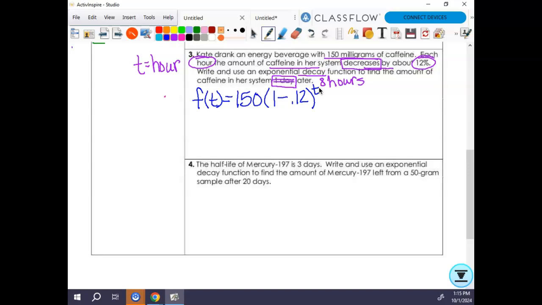All right, so then I do f of 8, and that's equal to 150. Now, again, if you're using the calculator, you can leave it as 1 minus 0.12, but if it's a multiple choice question and they have the equation there, you would need to know that it's 0.88, but it doesn't really matter, and you can use it to the 8th power.